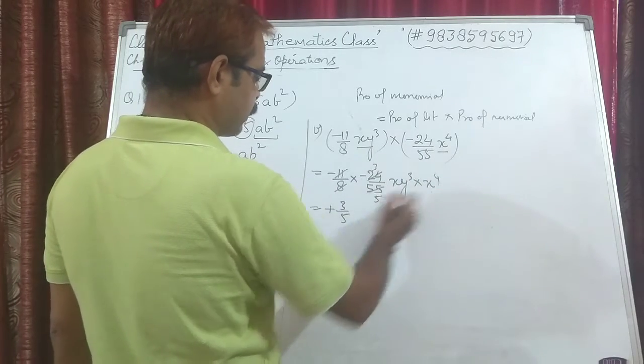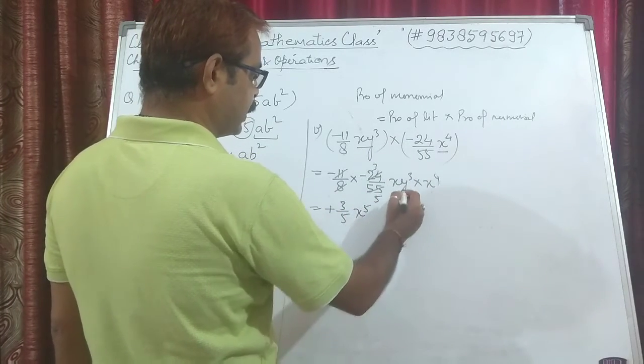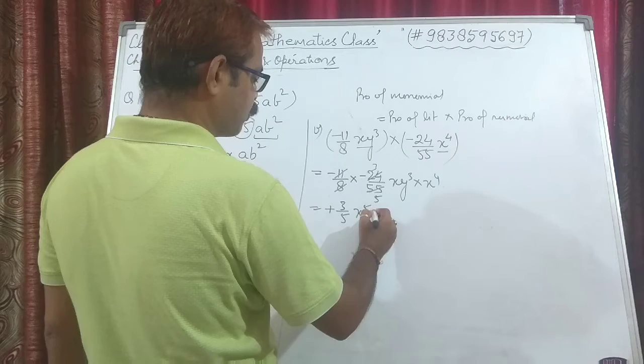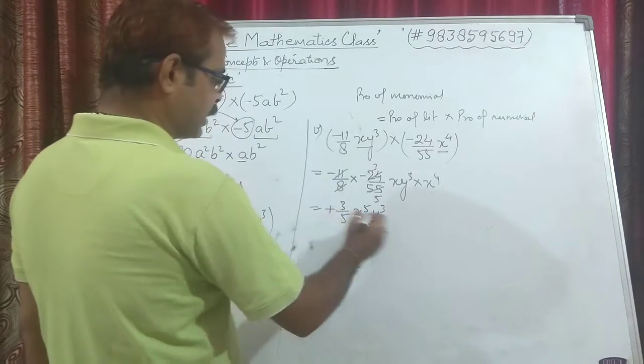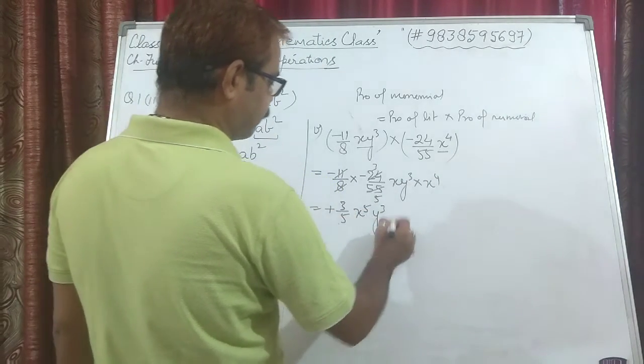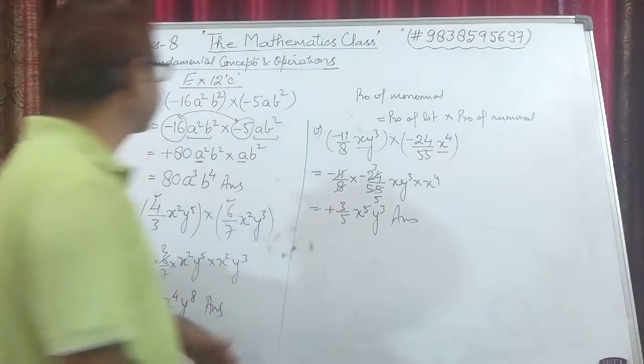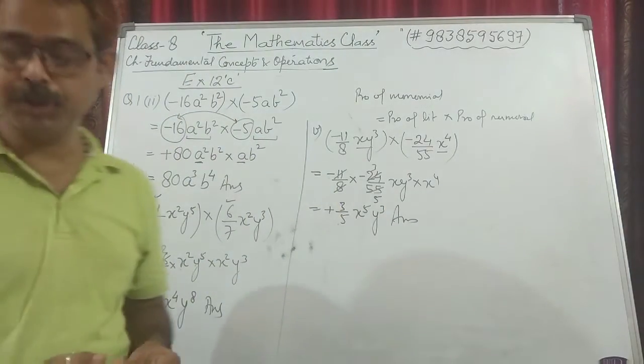Now x into x to the power 4 is x to the power 5, into y is nothing over here, so y to the power 3 means y cube into 1, you can say. So the final answer is 3 upon 5 x to the power 5 and y cube. That is the final answer.